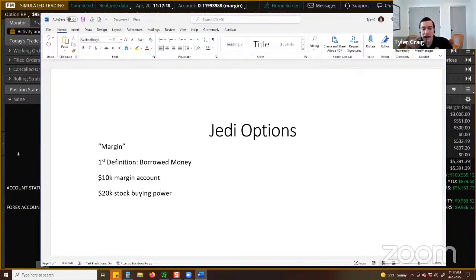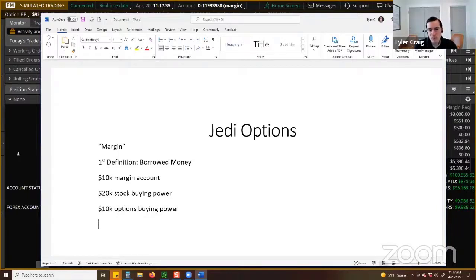Now, options do not have the ability to be purchased or traded with borrowed money. The regulators and the powers that be just already assume there's enough leverage as is in options that you don't need to use borrowed money. So that $10,000 margin account would still only have $10,000 of options buying power. I think that's important to know.